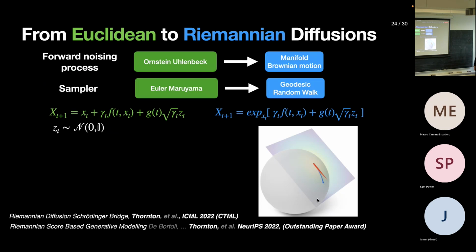And this is the diagram I have in my mind when I think about this. This red line is running the step on the tangent space plane, and the exponential map is pulling it back down to your manifold itself.